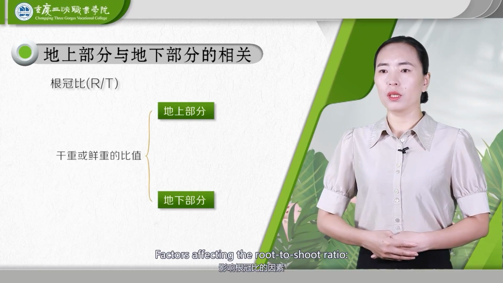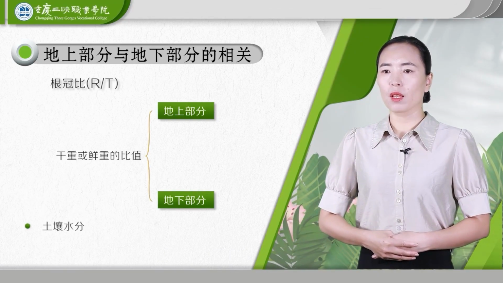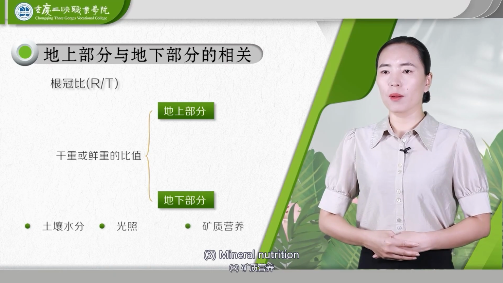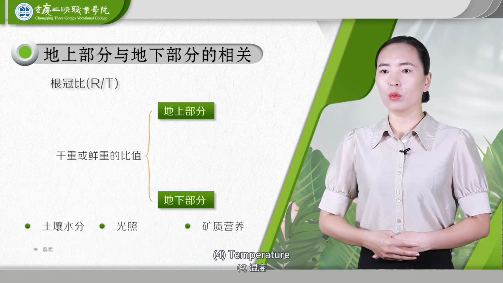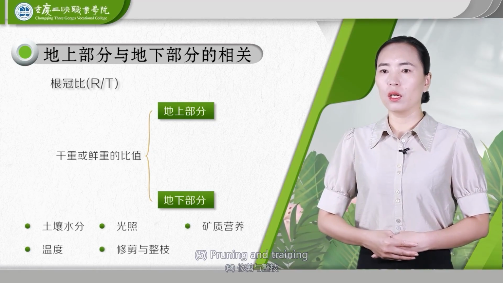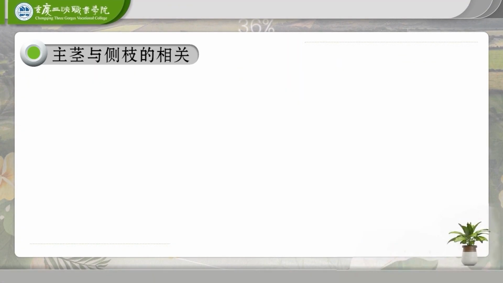Factors affecting the root-to-shoot ratio. 1. Soil moisture. 2. Light. 3. Mineral nutrition. 4. Temperature. 5. Pruning and training. 6. Tillage and transplanting.